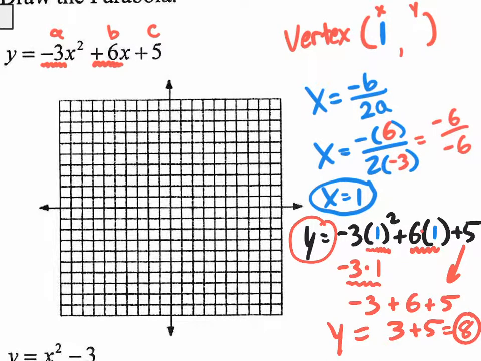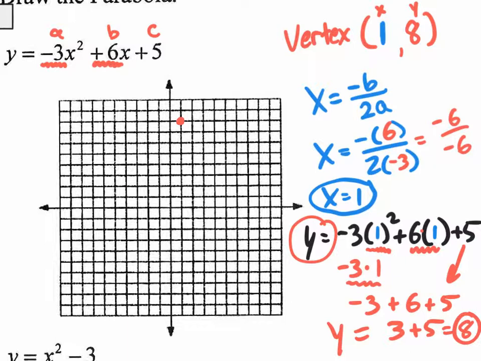The y value of our vertex. So our vertex is (1, 8). That is the most important point. Let's graph that most important point: 1 on the x and 8 on the y. Let's put a dot right there. (1, 8), that is our vertex. It's the most important point.